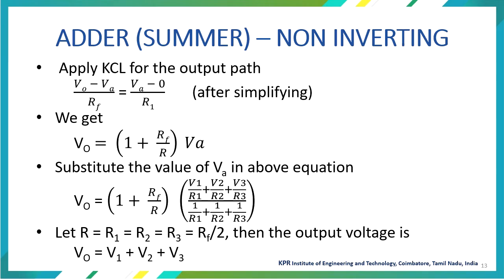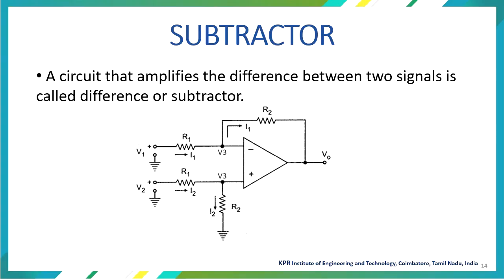So the output equation V0 will be equal to (1 plus RF by R) into the value of VA we have substituted here. Now let us consider the value of R1, R2 and R3 will be equal to RF by 2. So the above equation will be modified and we will get the equation of V0 will be equal to V1 plus V2 plus V3. Now let us consider another operational amplifier application, which is your subtractor.